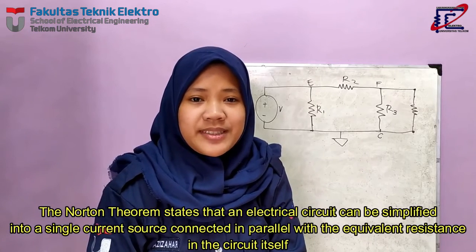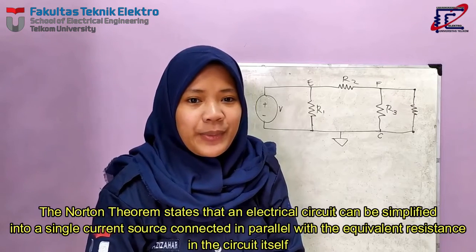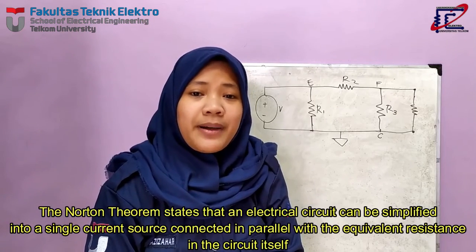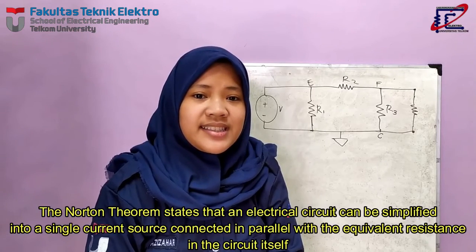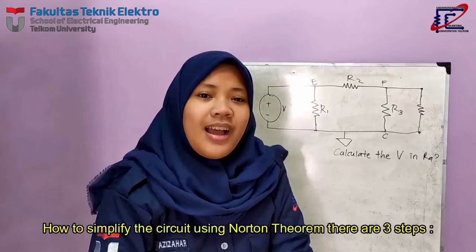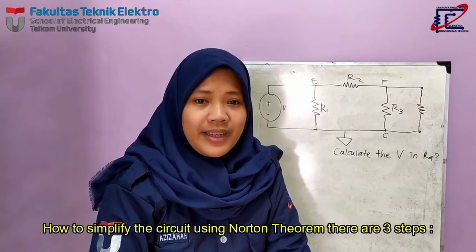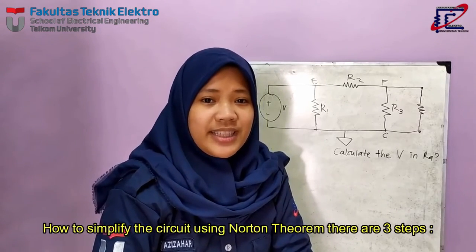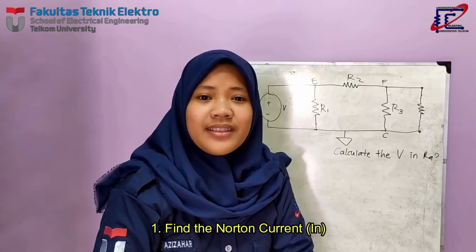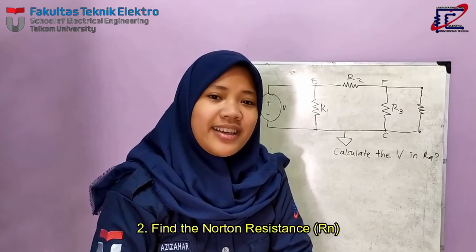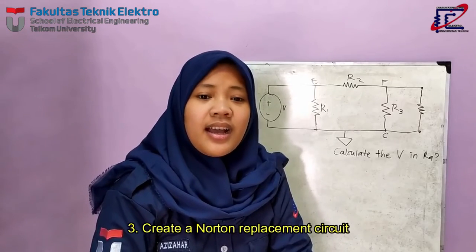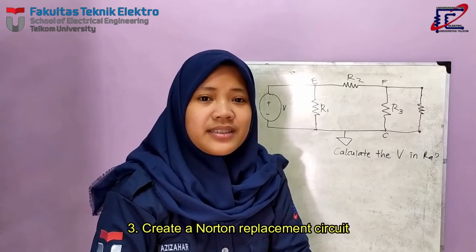The Norton theorem states that an electrical circuit can be simplified into a single current source connected in parallel with the equivalent resistance in the circuit itself. How to simplify the circuit using Norton theorem? There are three steps. First, find the Norton current. Second, find the Norton resistance. And the last is create the Norton replacement circuit.